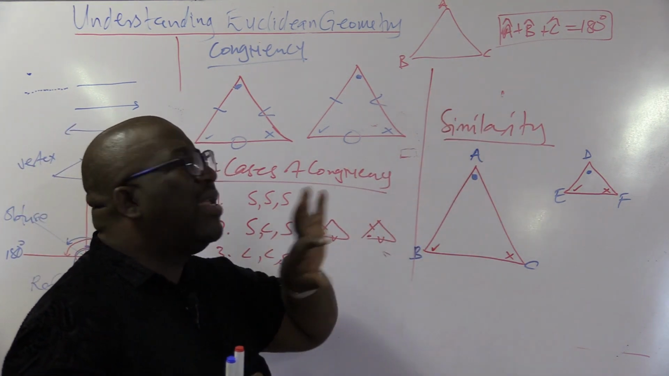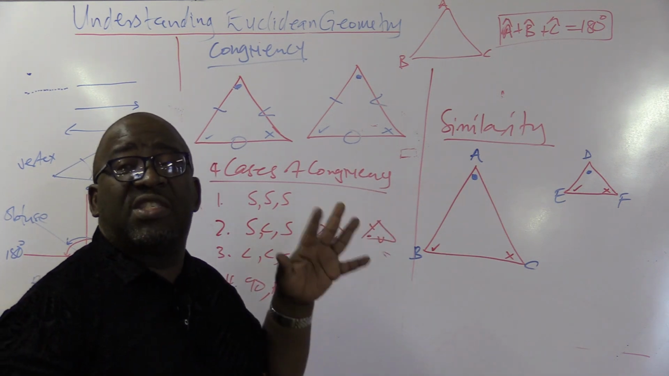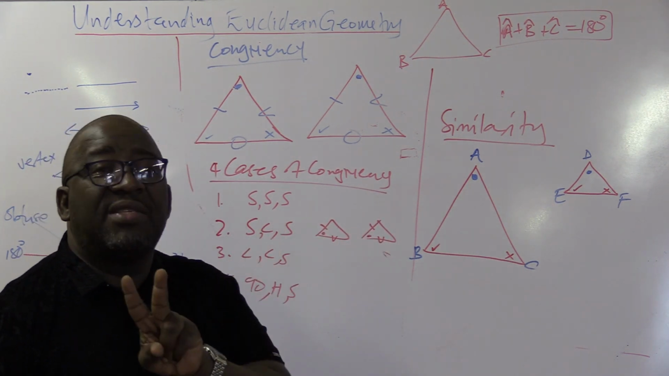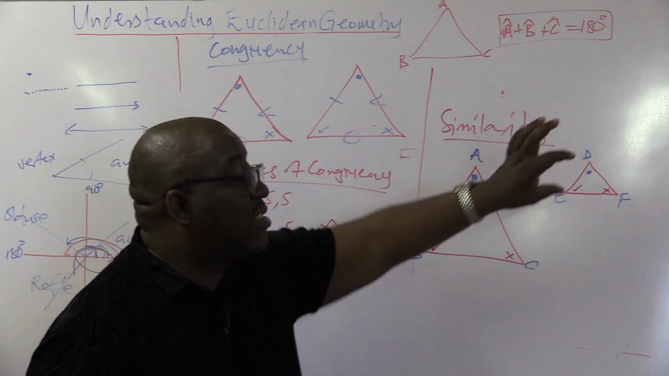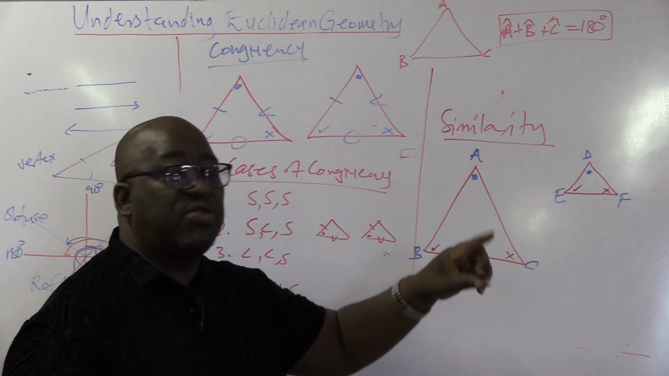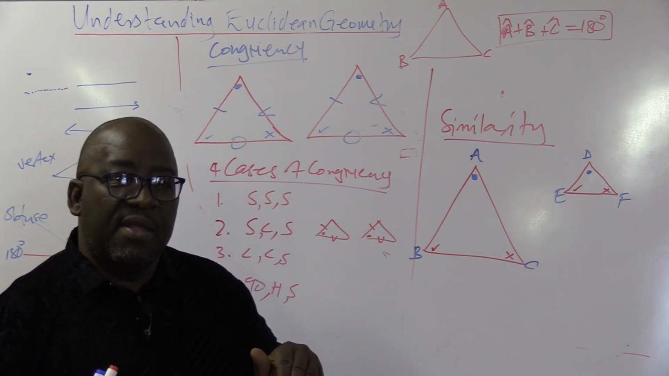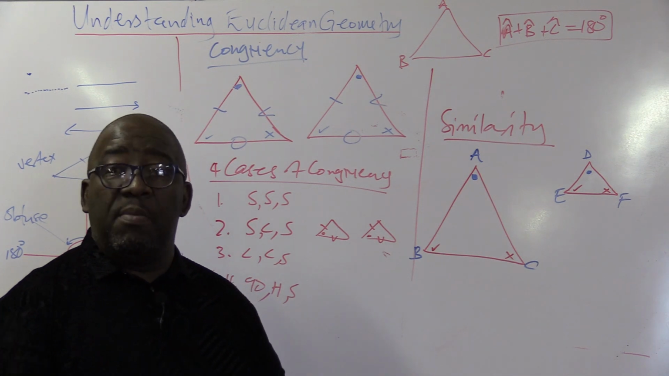Now, similarity does not deal only with angles; there are also some special features that have to do with sides. This theorem says, if two triangles are similar, by which we mean corresponding angles are the same, where A equals D, B equals E, and C equals F, that's what we mean by similar. Now, if we have that situation, then the ratio of their corresponding sides will be the same.